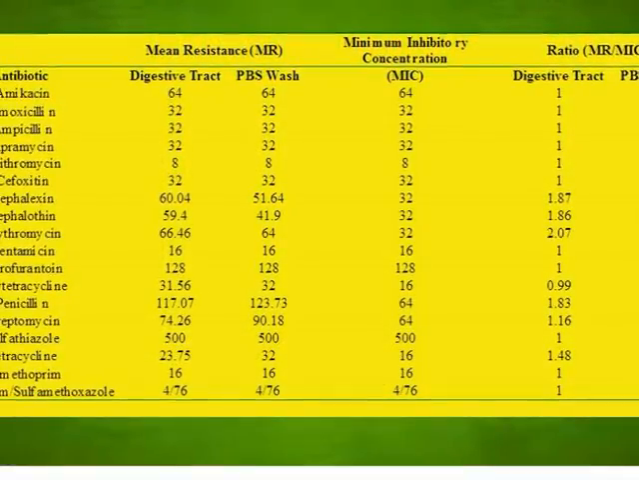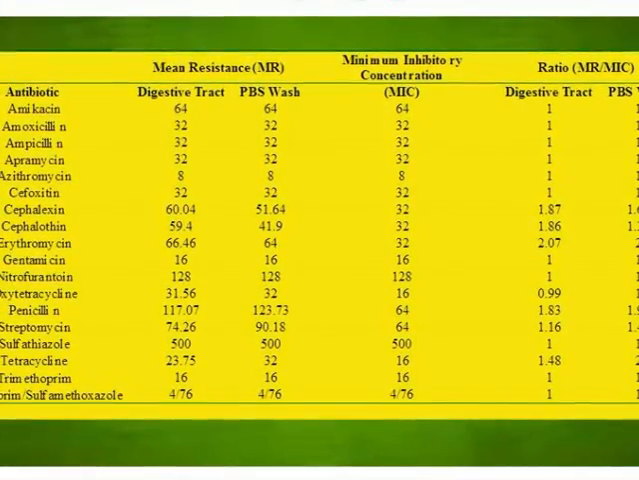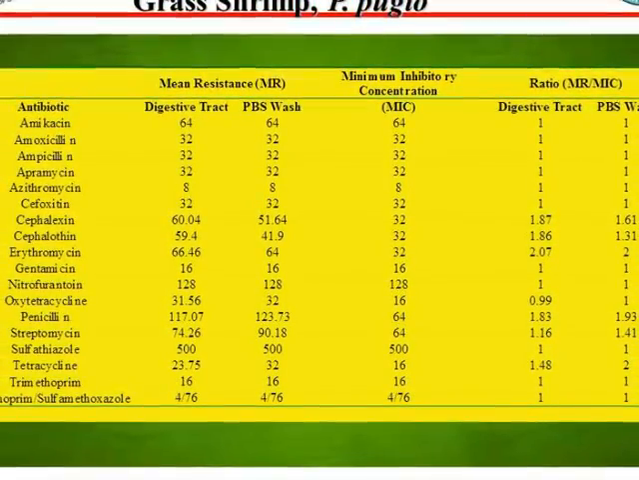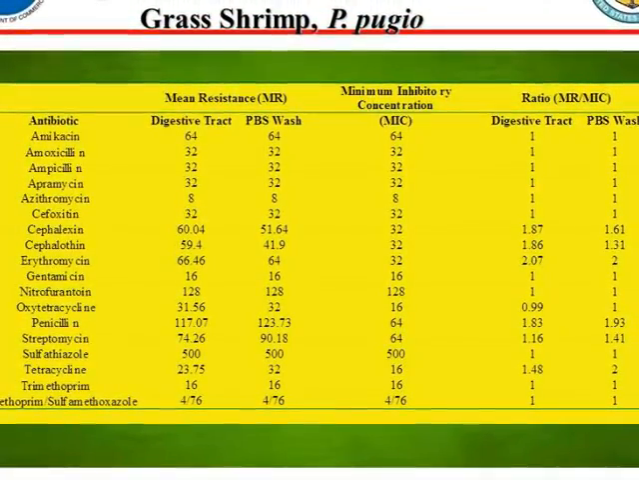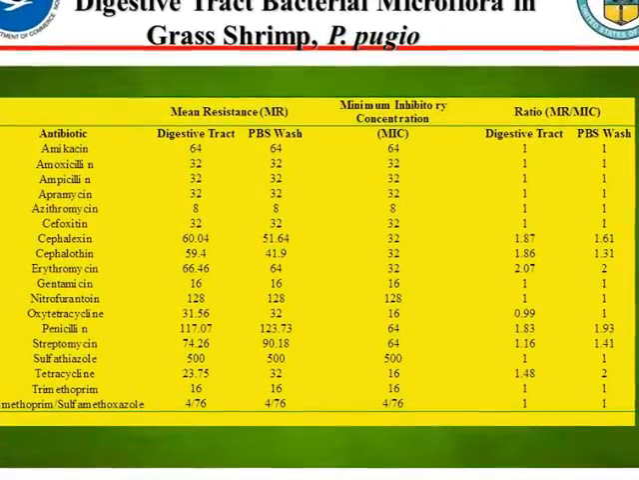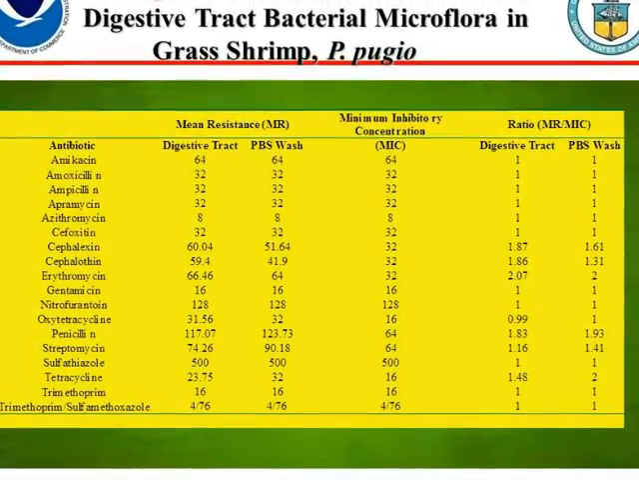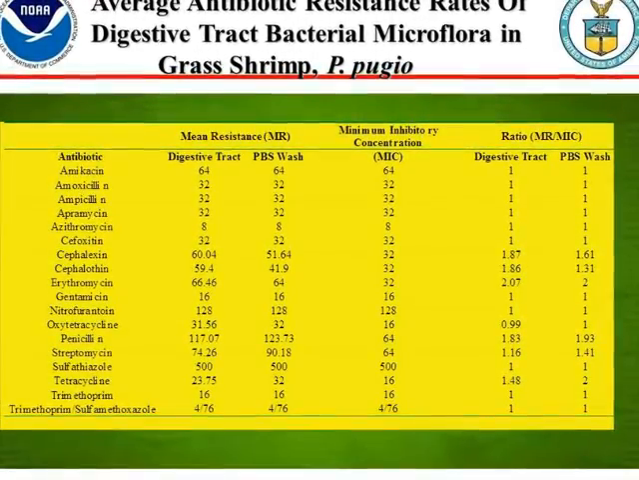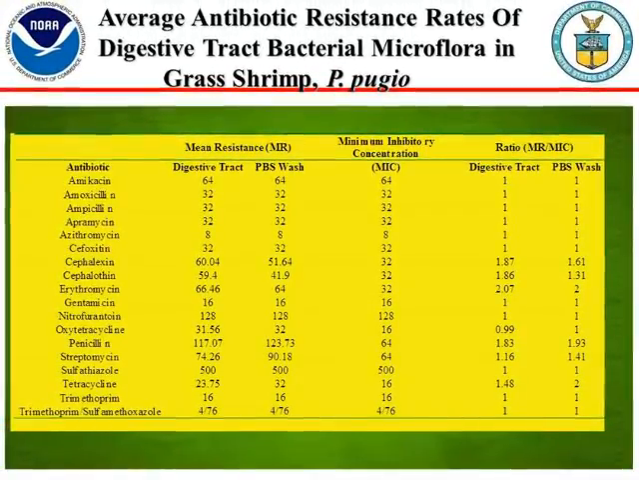If we take a look at the rates of resistance among those pathogens found in the digestive tract, we see resistance to 18 different antibiotics of the 26 we tested, and the rate of resistance is at or above the minimum inhibitory concentration. The MIC is essentially that minimum inhibitory concentration. That is the level of the antibiotic you would have in your bloodstream if you were to take that antibiotic orally.